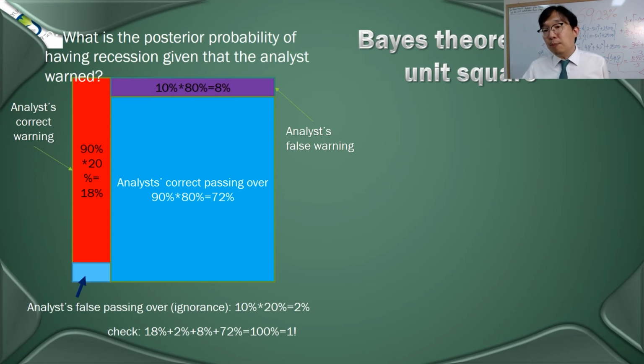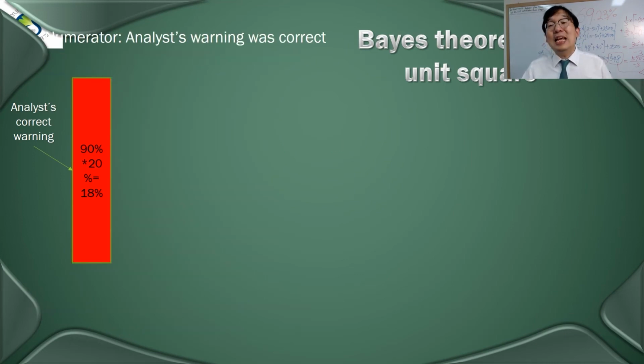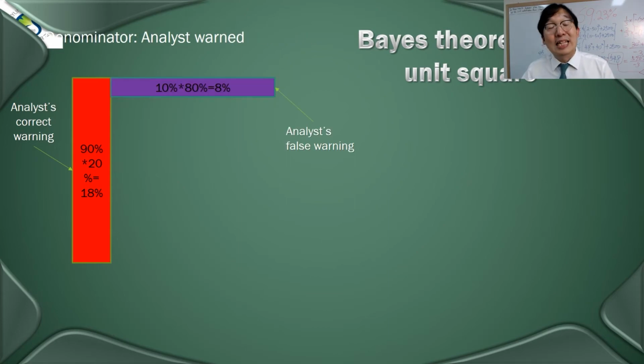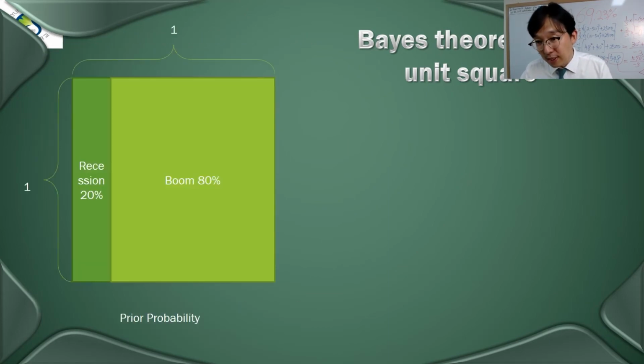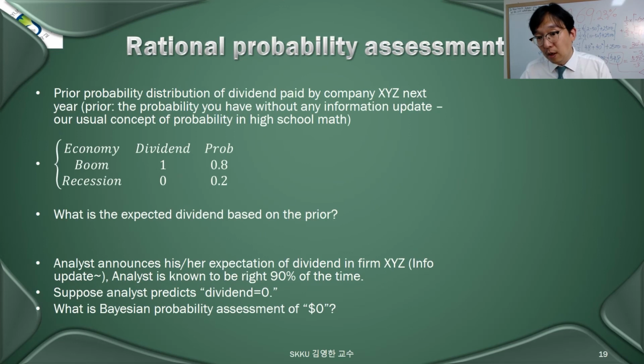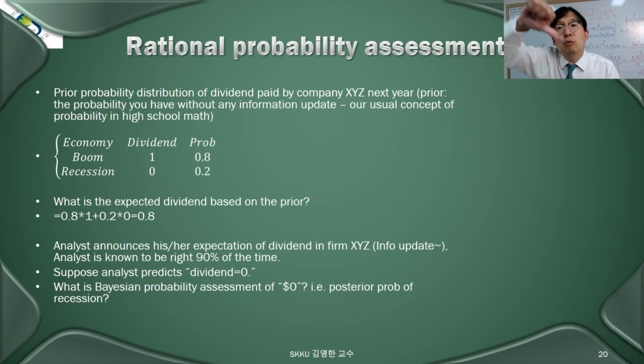Posterior probability, right? Given that this guy being right is 90%. If you scroll down over here, the analyst said, you are all screwed, right? His chance of getting it right is 90%. Is the posterior probability of recession also 90%? No. Is the posterior probability of having recession 100% then? No.